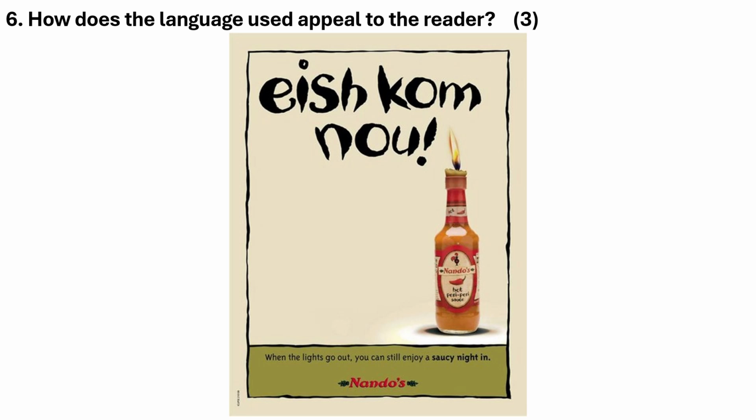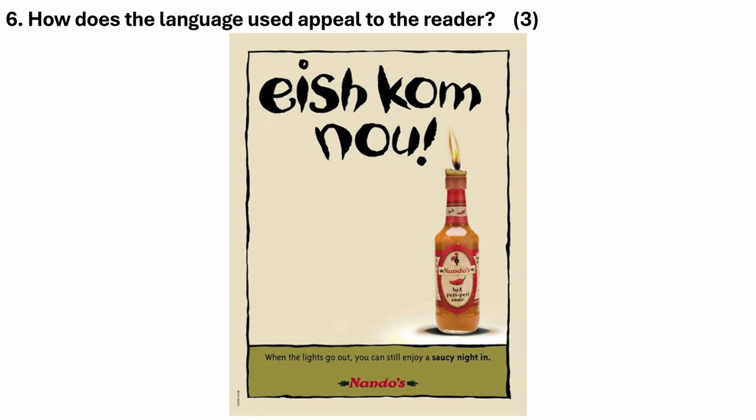Question 6. How does the language used appeal to the reader, for 3 marks? So obviously you need to make 3 detailed points. To answer this sort of question, you need to identify the target market, for 1 mark, and then comment on the extent to which the language is suited to them. Notice that you are not going to say anything about the picture or the visual techniques, because you are asked for information about the language, which is verbal. It's what you can read.